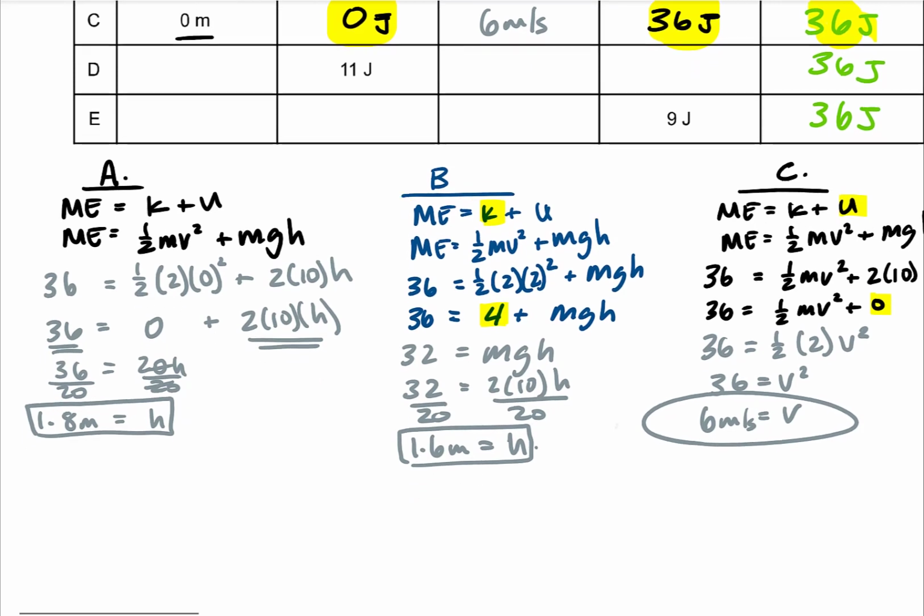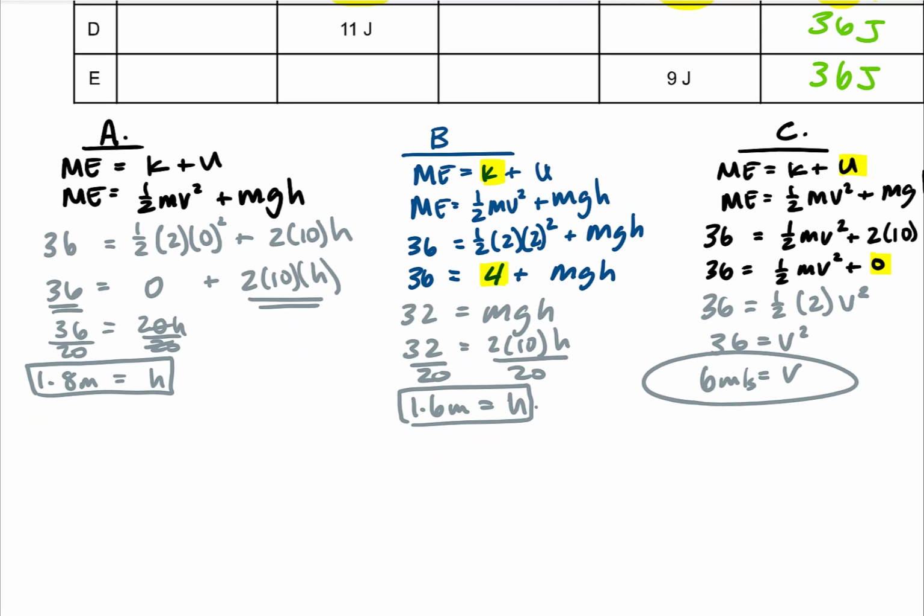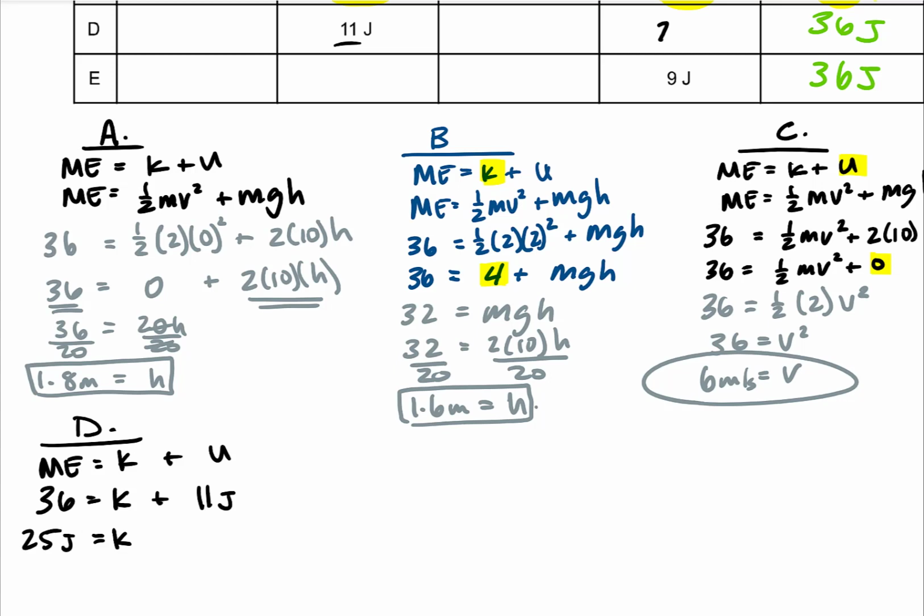So we'll move on to part D. Well, part D is nice. It's telling me I have 11 joules of potential energy. So mechanical energy is equal to kinetic energy plus potential energy. So 36 joules of mechanical energy is equal to kinetic energy plus 11 joules of potential energy. That tells me that my kinetic energy, subtract that over to both sides, is 25 joules. So I have 25 joules of kinetic energy.